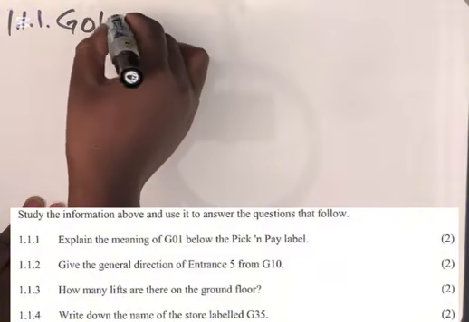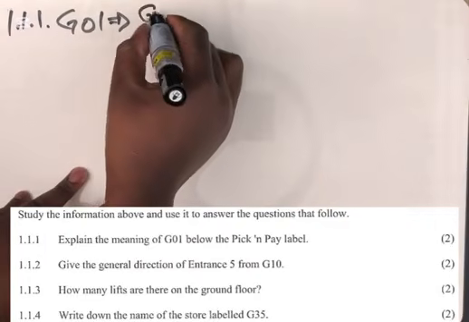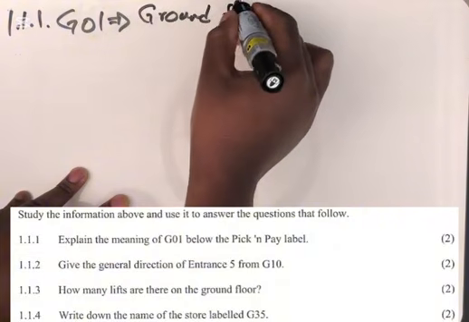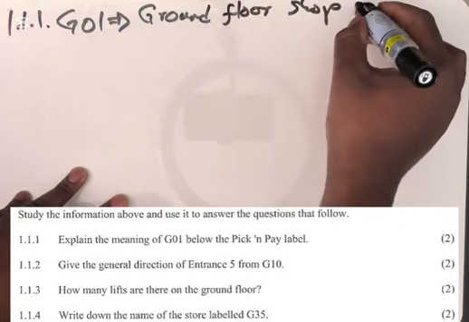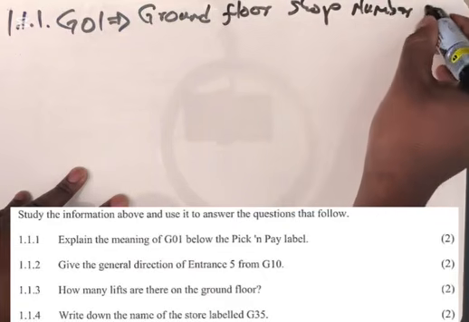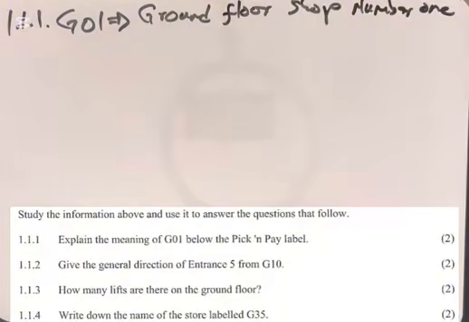And then the first question says: explain the meaning of G01 below. Pick n Pay label, the G01. They want you to explain the meaning of G01. What does G01 stand for? Ground floor shop number 1. G01 stands for ground floor shop number 1.